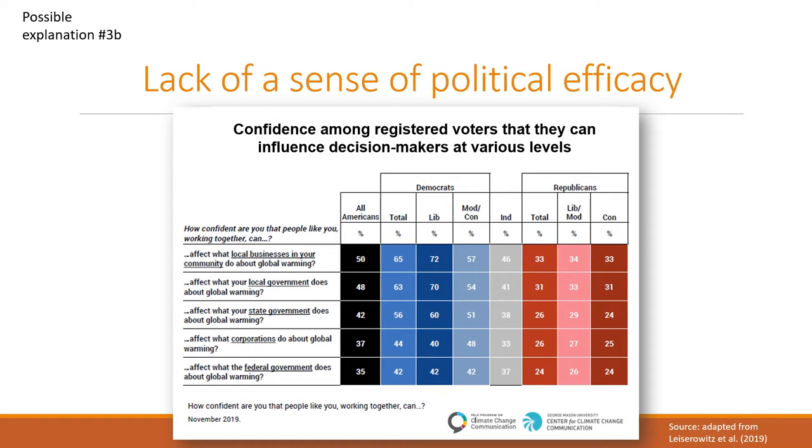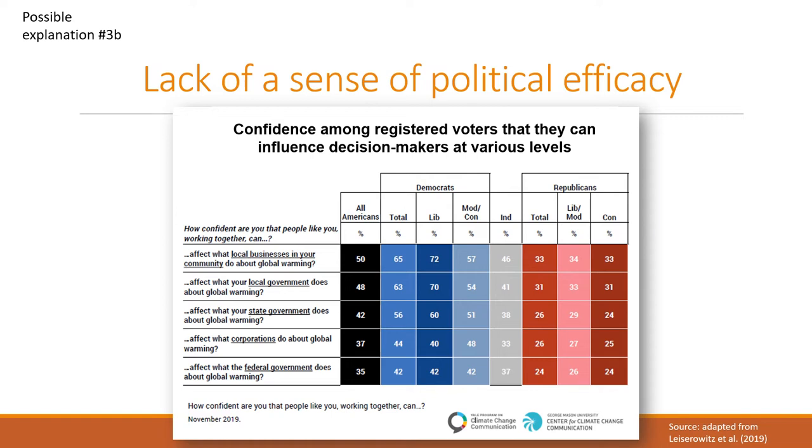In this particular instance, people were asked, how confident are you that people like you working together could actually influence certain actors? In this instance, the first one is affect what local businesses do in the local community, what local government does, what state government does, what corporations do, and what the federal government does. It reflects obviously our governance system here, and it might be slightly different for you in terms of how you organize, but really what you're seeing here is that when things are closer to home, the local businesses and local government, people have some sense that they might influence them, but the further removed the actors are from the person being asked, the less sense of influence do people have.